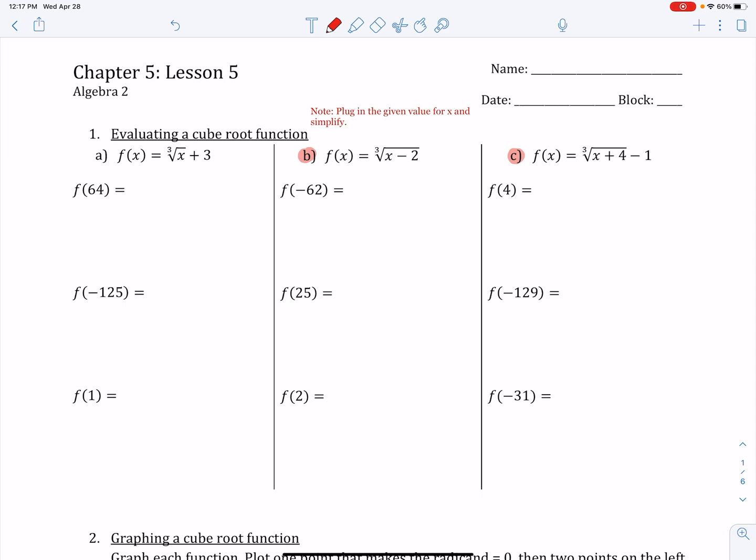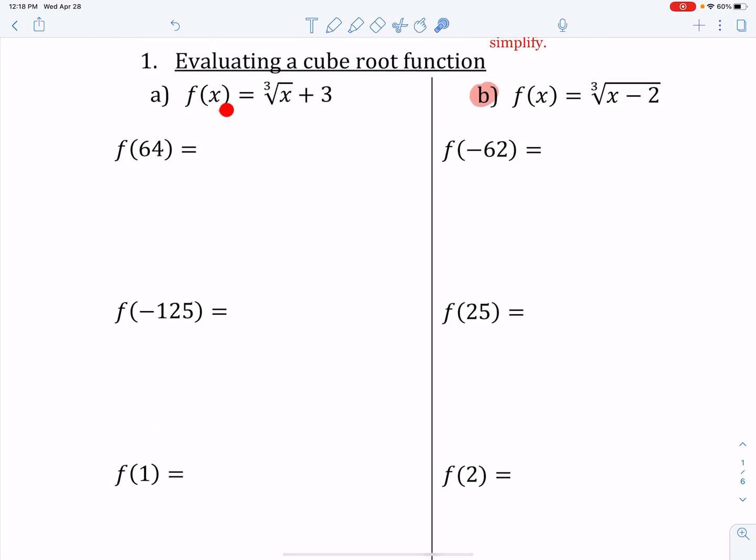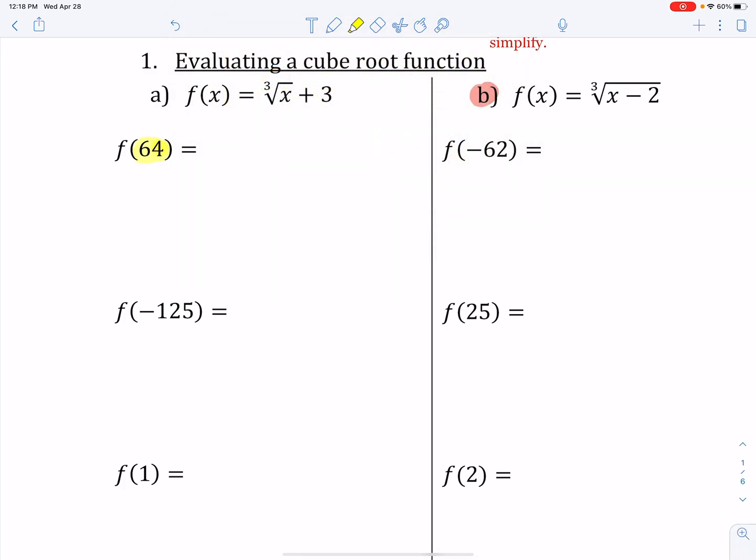So what we're going to be looking at is evaluating a cube root function. We're continuing our understanding of how functions work and how to solve them. Looking at number 1 here, we have f of x equals the cubed root of x plus 3. All we need to do here is take this 64, f of 64, and plug it in for x, which you all have done many, many times.